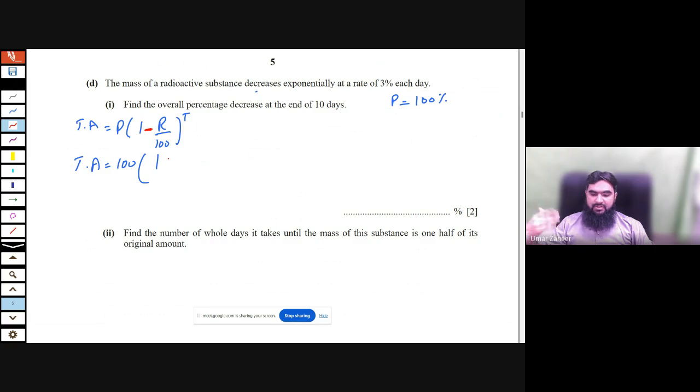Yes, everyone, it is like compound interest. For a decrease, we have to put the negative sign. For an increase, we put a positive sign. So clearly it is a decrease, so we take a negative sign here. The rate by which it decreases exponentially is 3%. So 3 divided by 100, and the time that we have is 10 days. Just find the value.